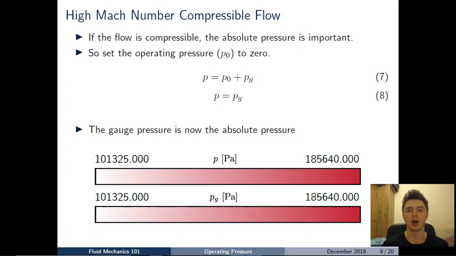And for this reason, a lot of CFD codes will recommend that you set your operating pressure to 0. So they still use the same formulation where they subtract an operating pressure, but this time you set it to 0. The reason you set it to 0 is so that the gauge pressure, which you see there in the bottom colour bar, is actually the same as the static pressure. And that's the main reason that the CFD codes advise that you set the operating pressure to 0.